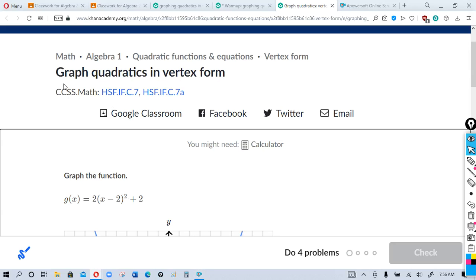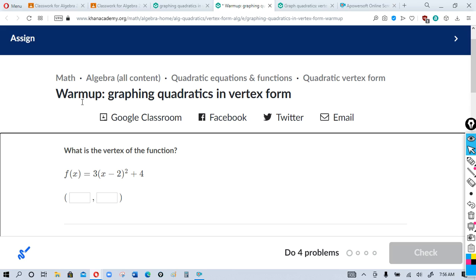This will be for the assignment, graph quadratics in vertex form. Okay, let's do the warm-up one first. This is the warm-up, graph quadratics in vertex form.